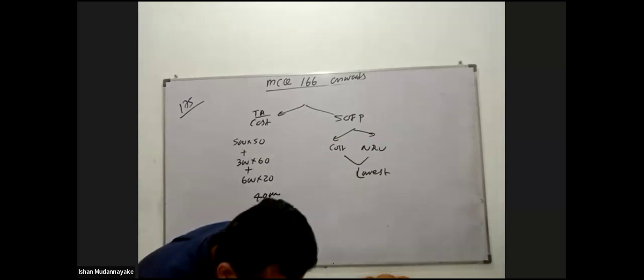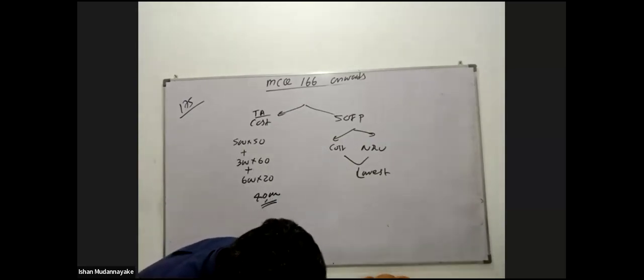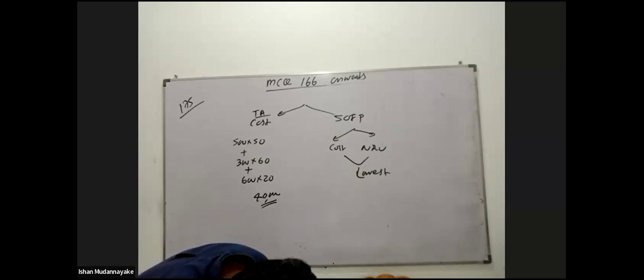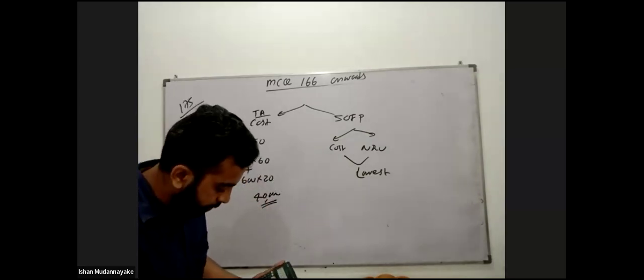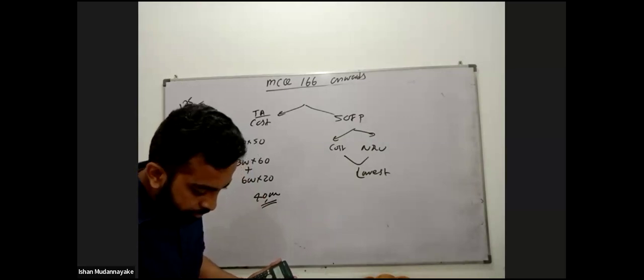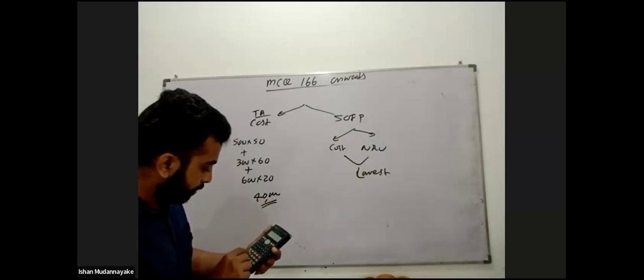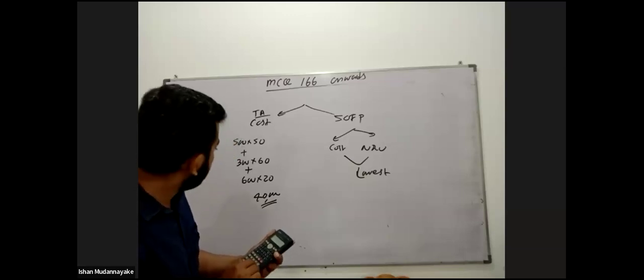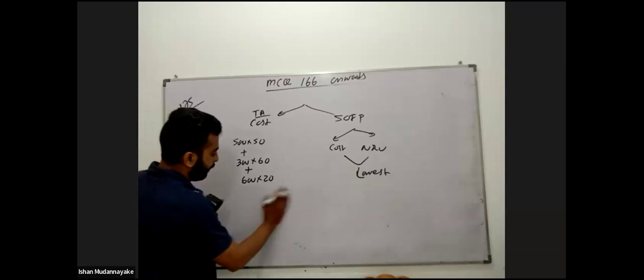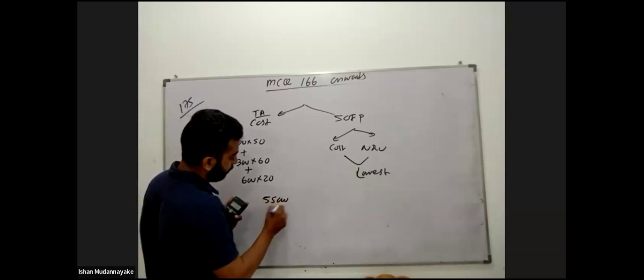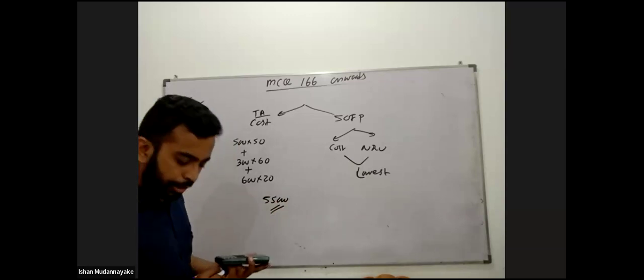Closing stock in the trading account, unit cost. 500 into 50, plus 300 into 60, plus 600 into 20. Yes, 55,000. Now cost of this stock is 55,000.